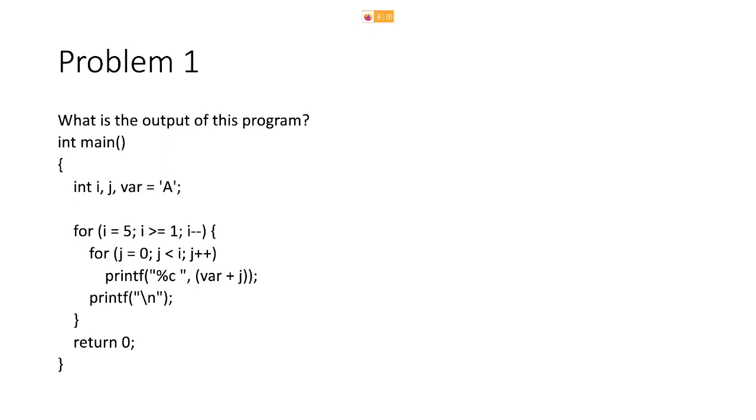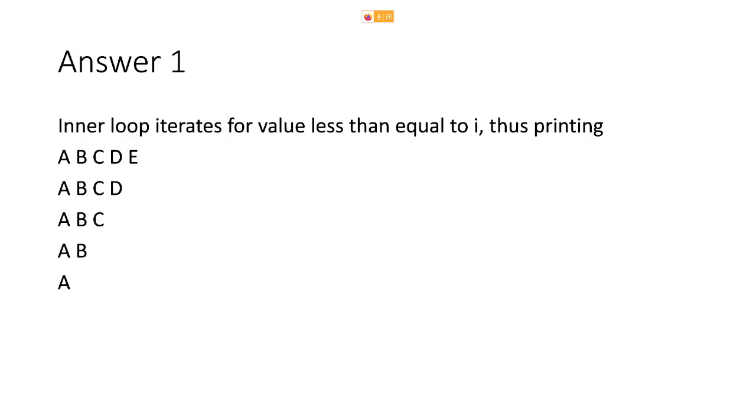It will be like A, B, C, D, E, A, B, C, D, A, B, C, A, B, A. Yeah, that's correct. So the inner loop iterates for values less than or equal to i, and thus it will print a, b, c, d, e, then one less every time. That's right.